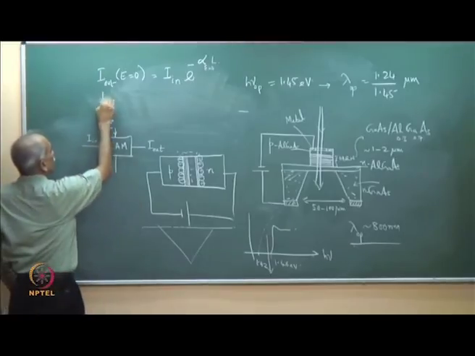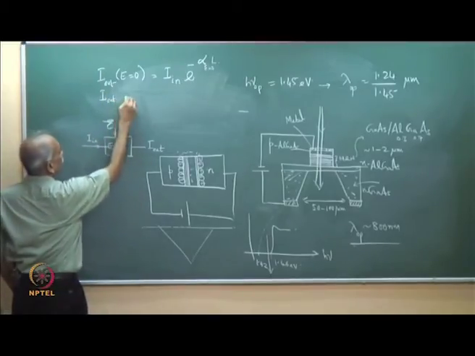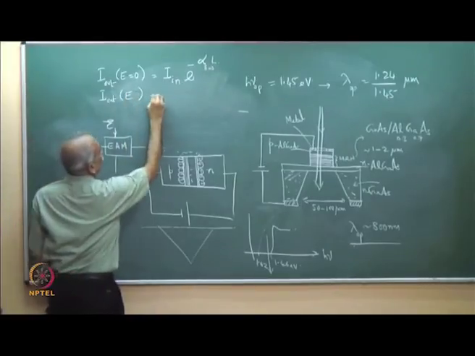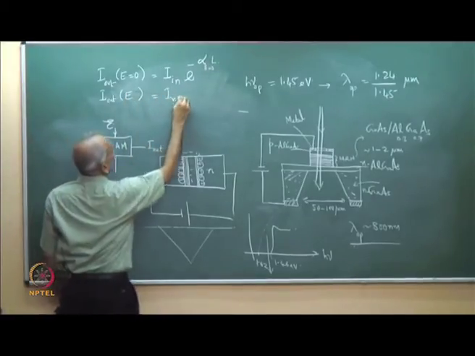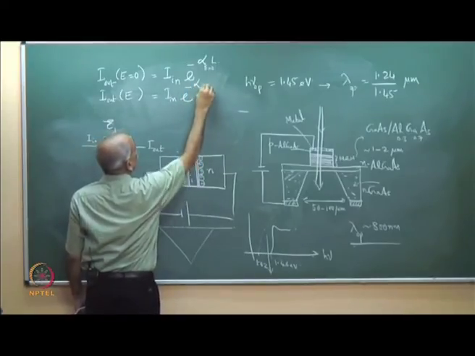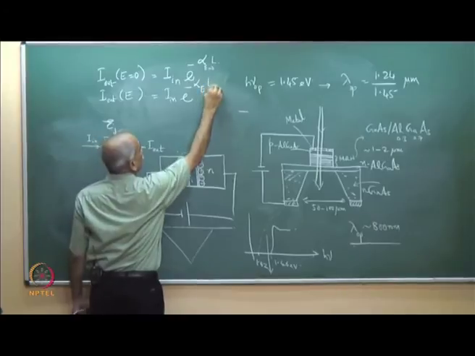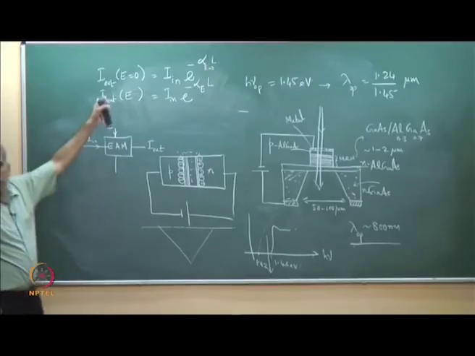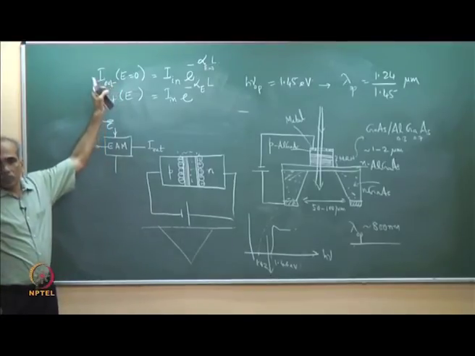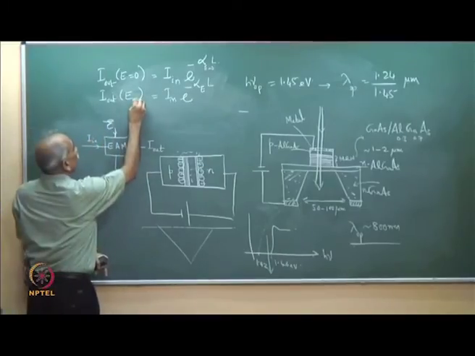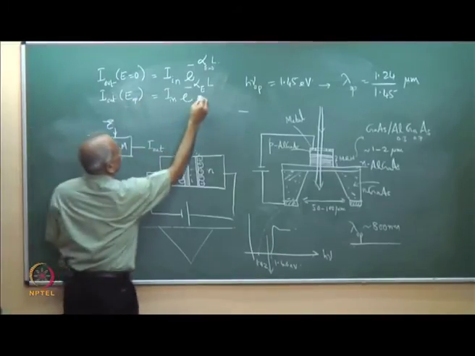In the presence of electric field, I out with E equal to I in into e to the power minus alpha into E is not equal to 0 into L. E is maybe 10 kilovolt per centimeter, 20 kilovolt per centimeter, whatever. E is the operating electric field, so let me put EOP.